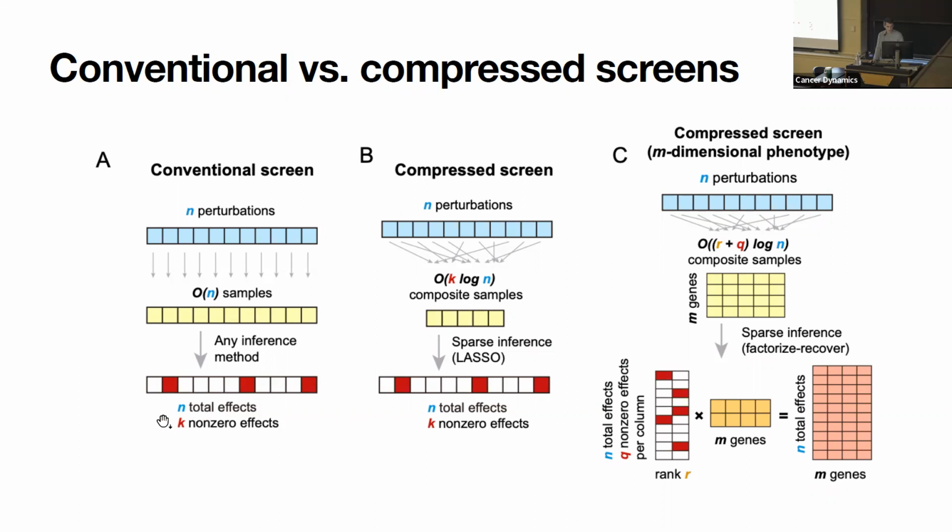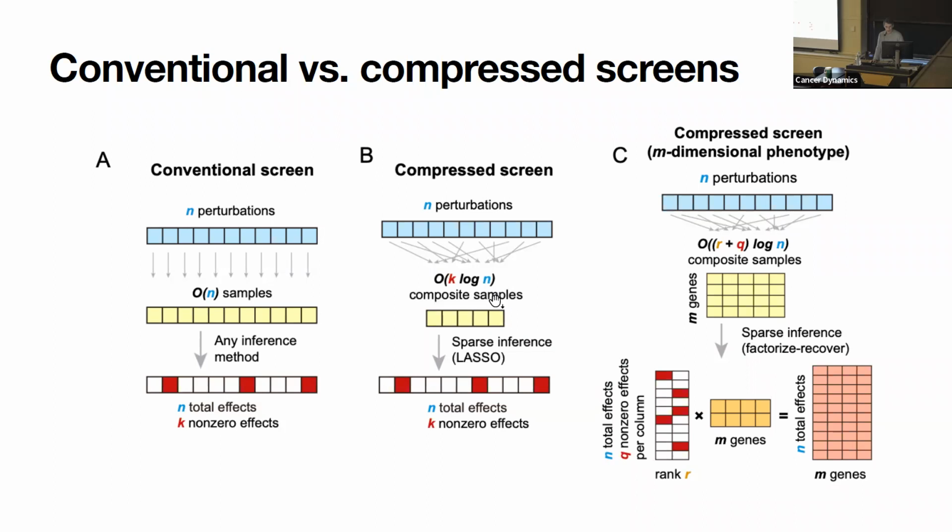And then from those n different samples, you're going to learn some effects, which perturbations produced an effect. Let's say there were k non-zero effects. In a compressed screen, instead, we still have n different perturbations that we'd like to learn about, but we're going to generate a much smaller number of what we can think of as composite samples.